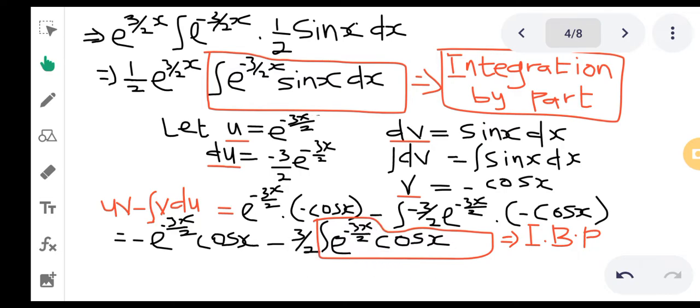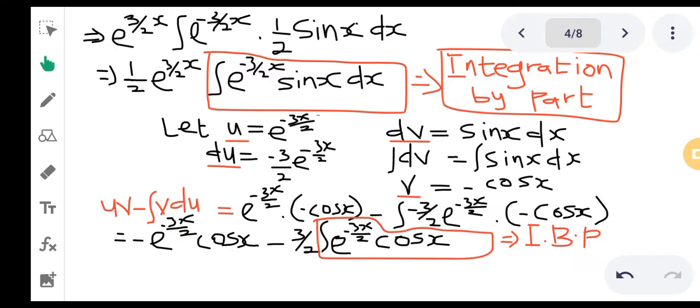Okay, so still, we are not done. This is integration by parts, that's the IBP. So we further integrate this. So forget about the rest of this. Just concentrate on this.